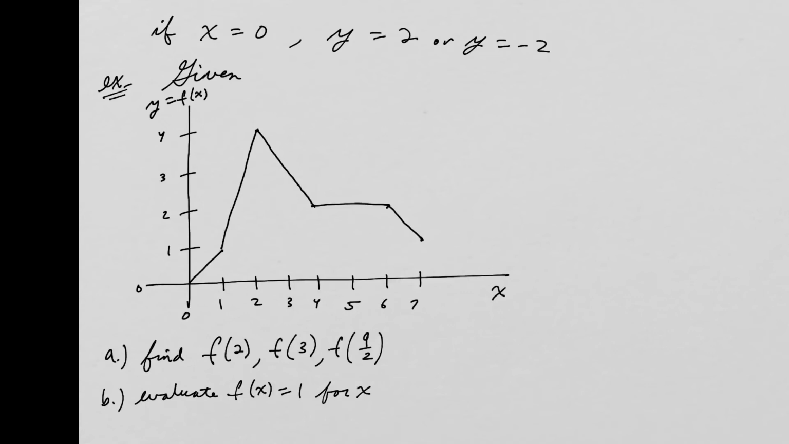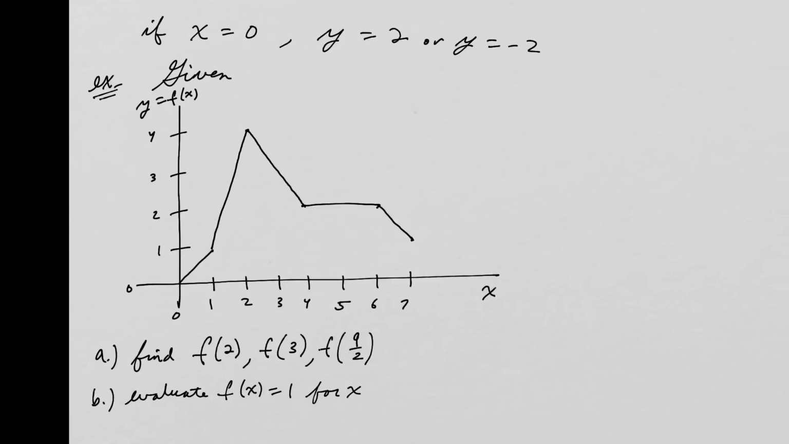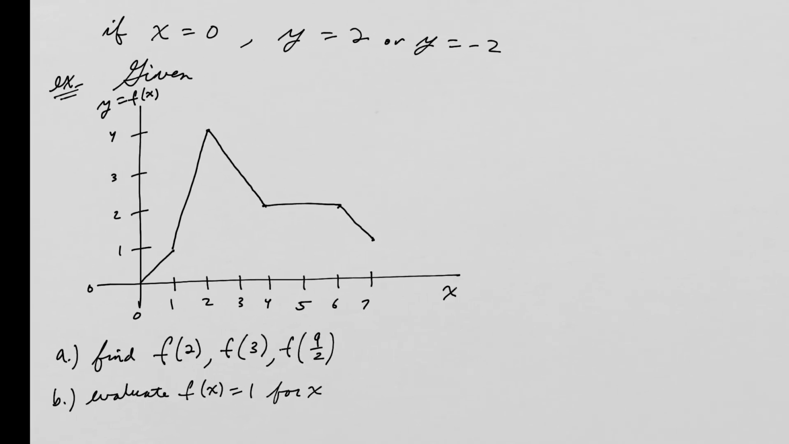Okay, so let's do the first part first. I don't want to go on a new page, so let me just do it over on the side here. Let's say f of 2. If the input is 2, what is the output? Well, I go up to the graph, and the output is going to be 4, right? So the input is 2, the output is 4.